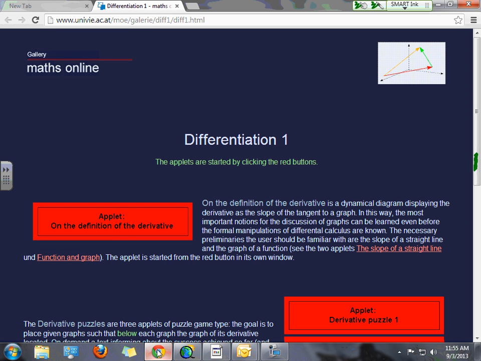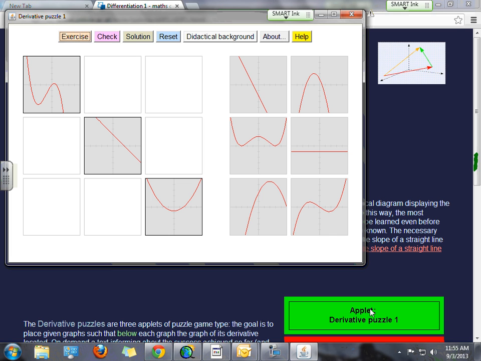So I have a little game that we're going to play. This is a fun website, where we're going to try to match up a derivative with its graph. What we have here is a puzzle, and these three are fixed. What we want to see is which derivative matches which graph. So I think I'm going to start over here.